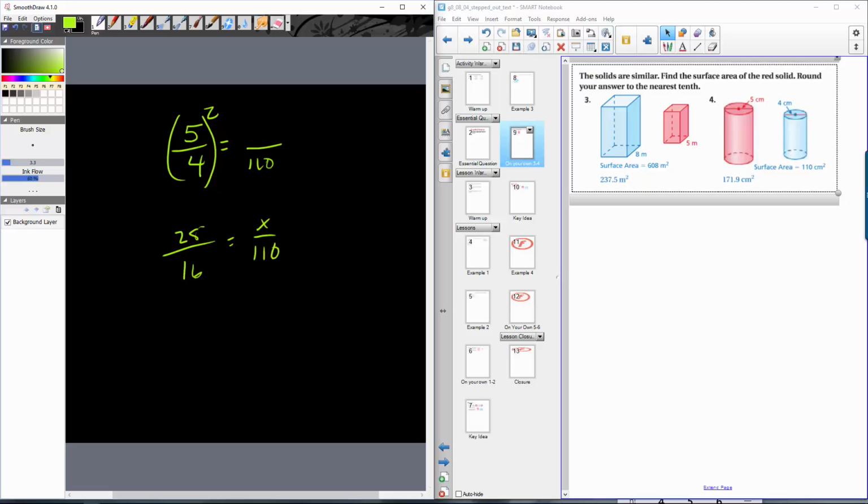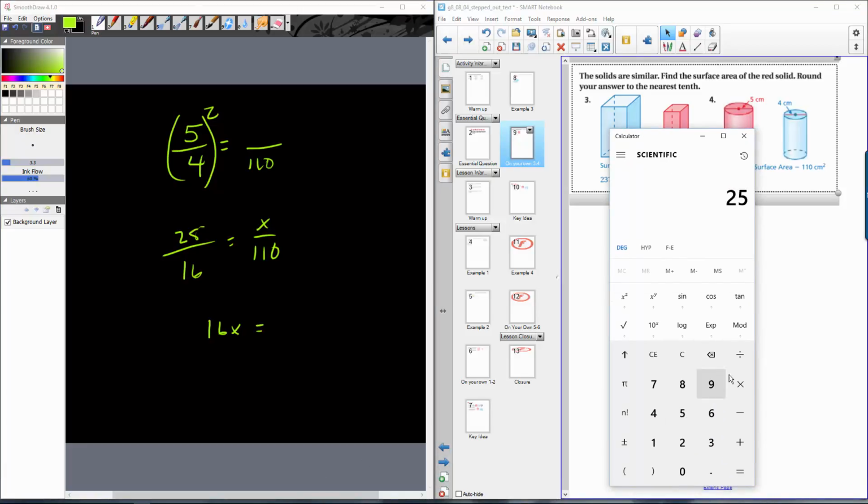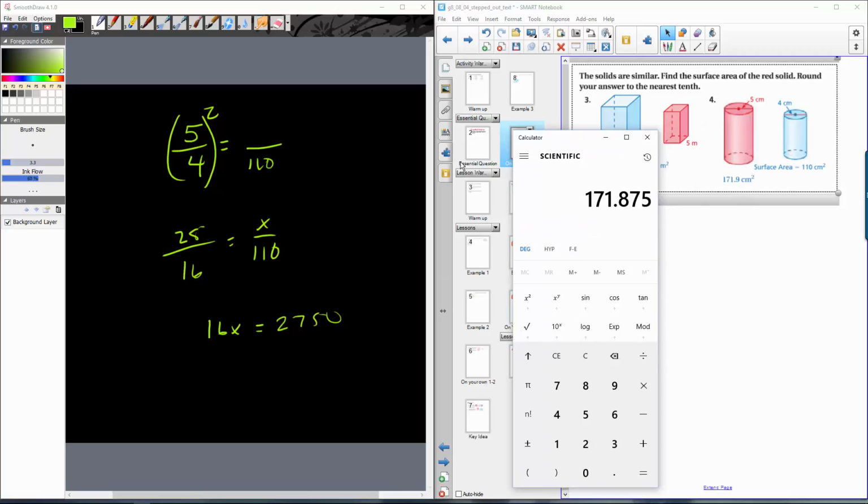I cross multiply and I have 16x equals 25 times 110. And I have 2,750. I'm going to divide that by 16, and I have 171.9, which is what I get here.